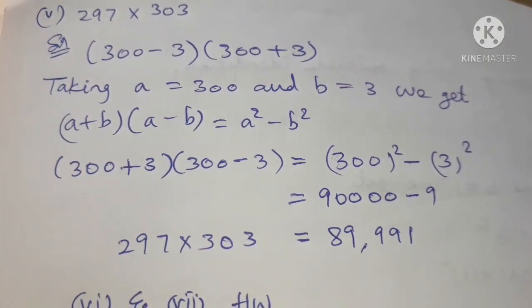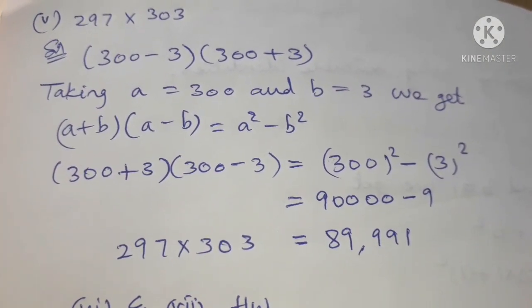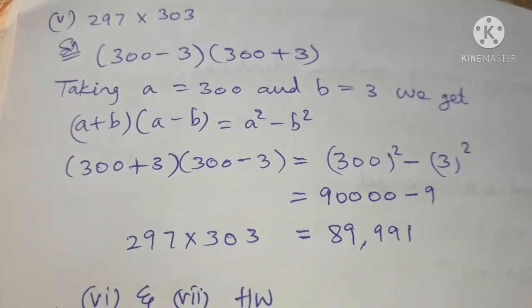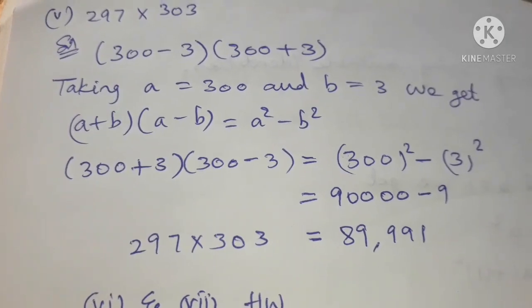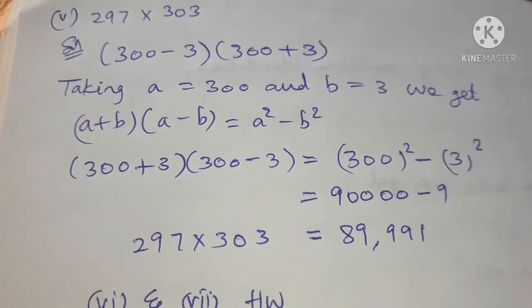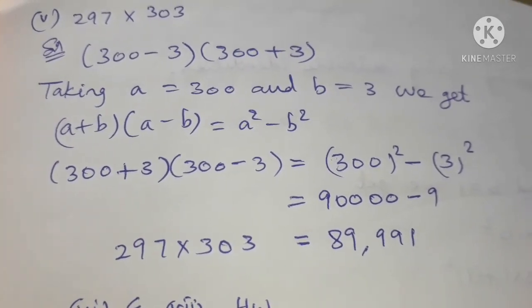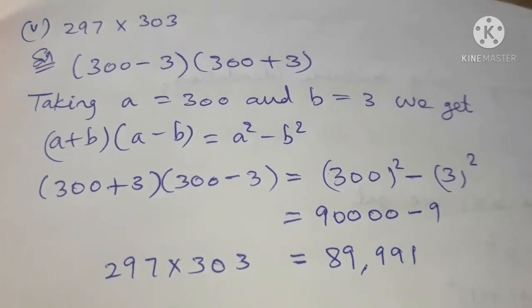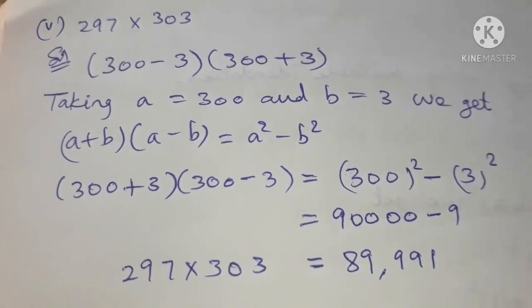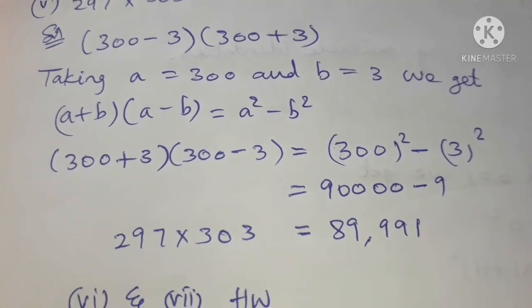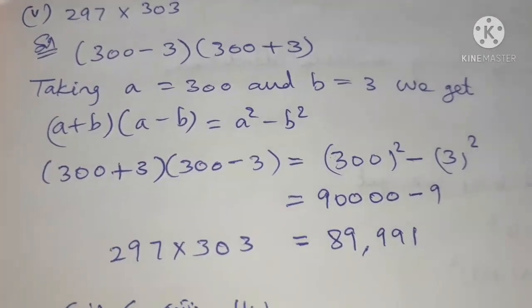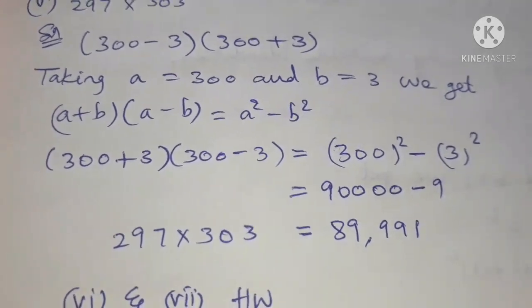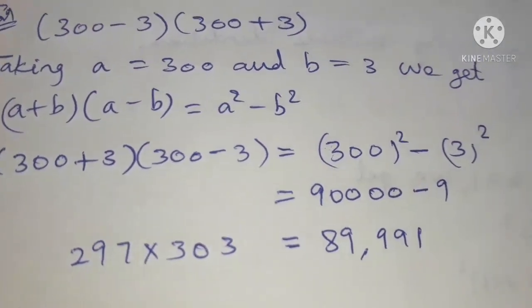Next subdivision is 297 into 303. Now you have two numbers out here. In the previous questions you had only one number and we solved it very easily. This is also very easy, but when you understand this, it will be easy. So 297, you should think the common thing between these two numbers, 297 and 303. It is 300. One is 300 minus 3 and one is 300 plus 3.